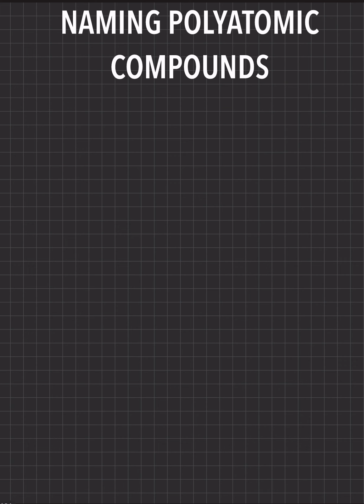For naming polyatomic compounds, I really want you to watch the ionic naming video, because you're going to take from that, and you're going to take from transition metal naming if you have a transition metal, and you need to know your polyatomics. If you don't know them, watch those, memorize those, and then come back to this video.